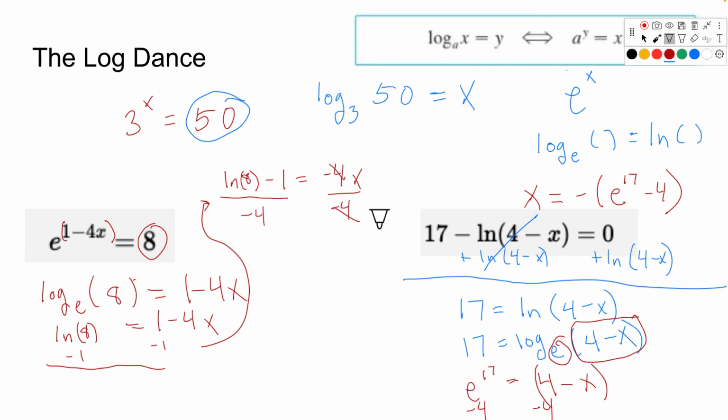Okay? But it's just that log dance. Think of 3 things, you're just juggling their order. And that moves you from an exponential to a logarithm, or a logarithm to an exponential. So far, so good.